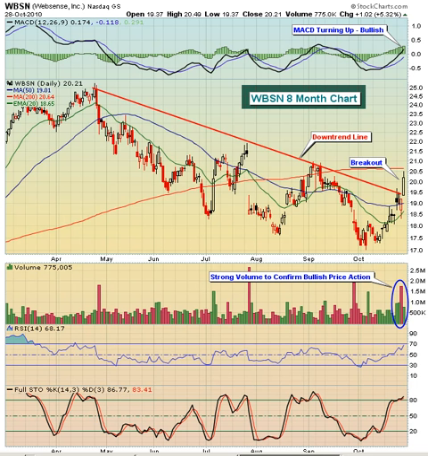Today we're looking at WebSense, ticker symbol WBSN. This is about an $858 million market cap technology company. You can see from the chart here that the stock's really been mired in a downtrend for several months.